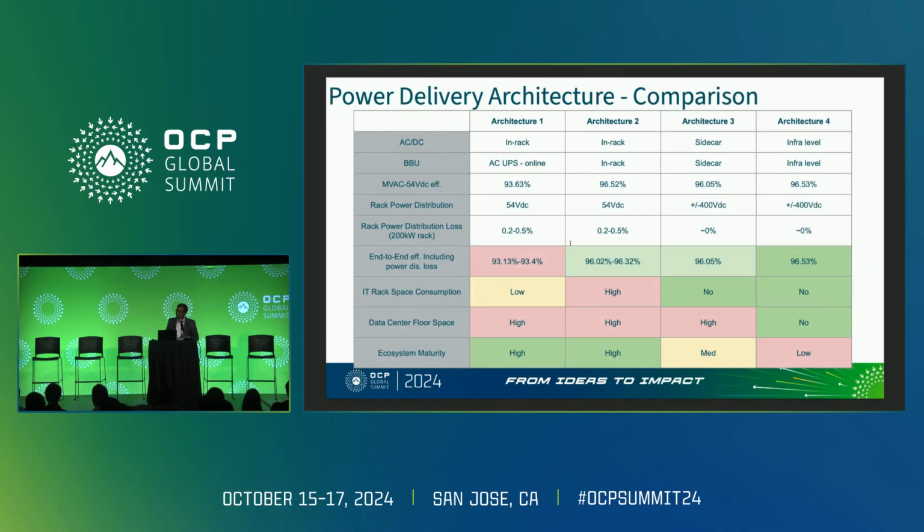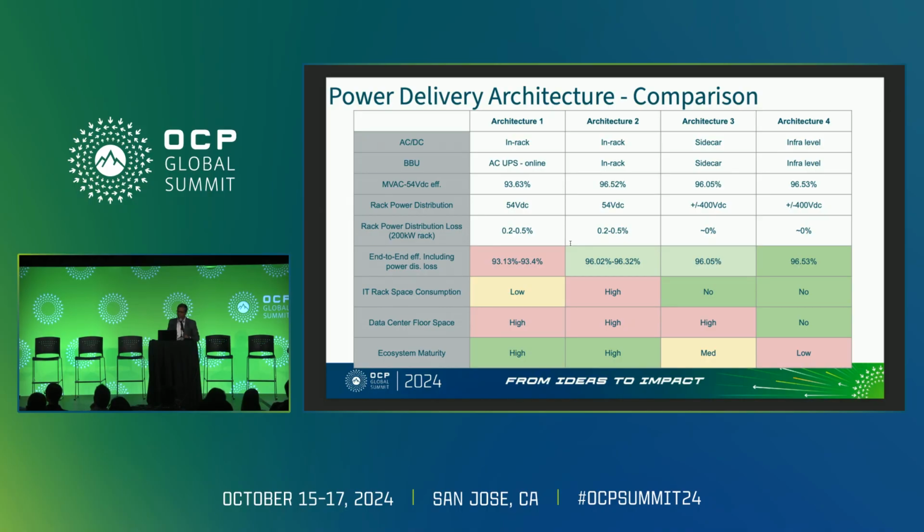Just looking at these four architectures, let's compare the benefits of one versus the other. A few things stand out. If you look at the efficiency, for example, for architecture 1, going by fundamentals, introducing that AC UPS in line has an efficiency penalty, because you have this double conversion, rectification and inversion, that has an efficiency penalty. Architecture 2 is the optimal that is being deployed today, and then architectures 3 and 4 maintain or even possibly improve the overall end-to-end efficiency when we're looking at the power distribution.